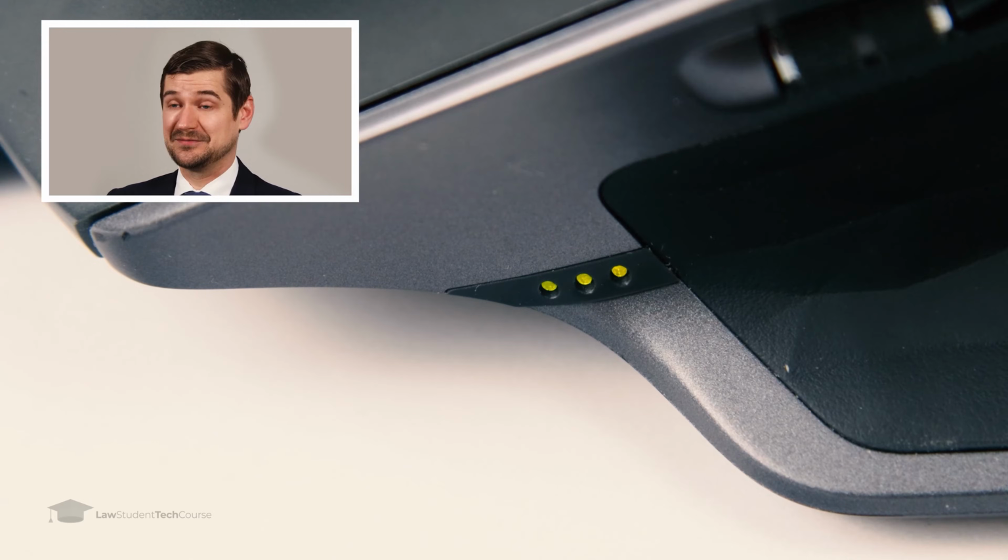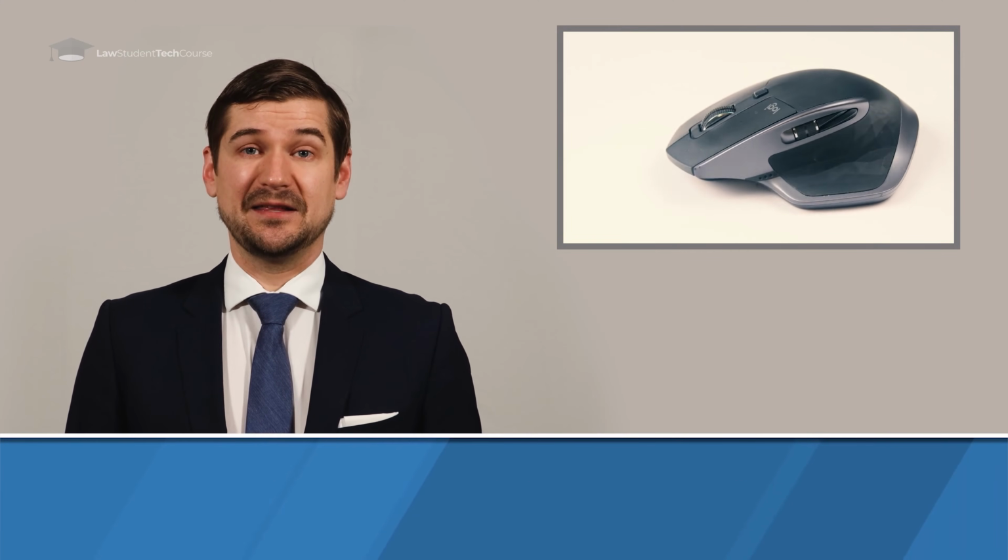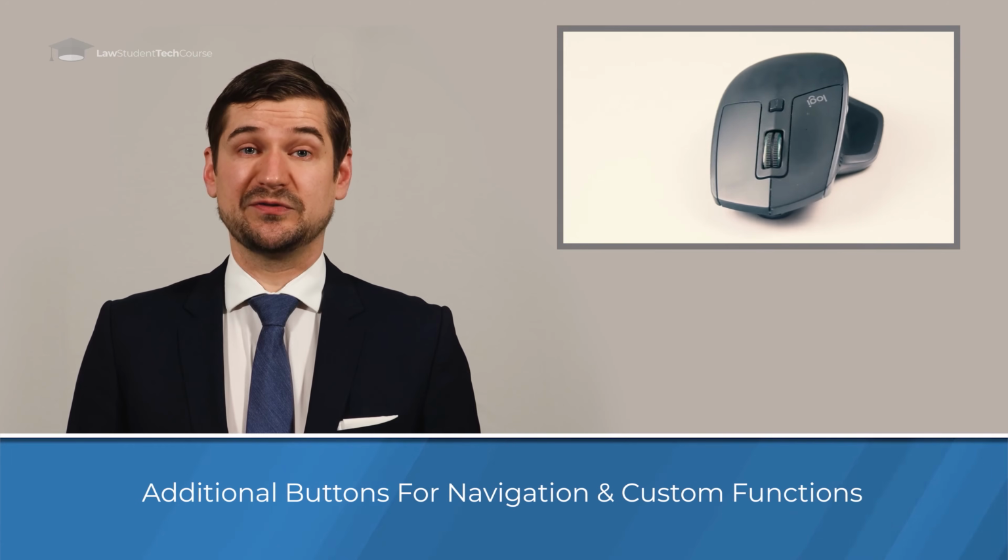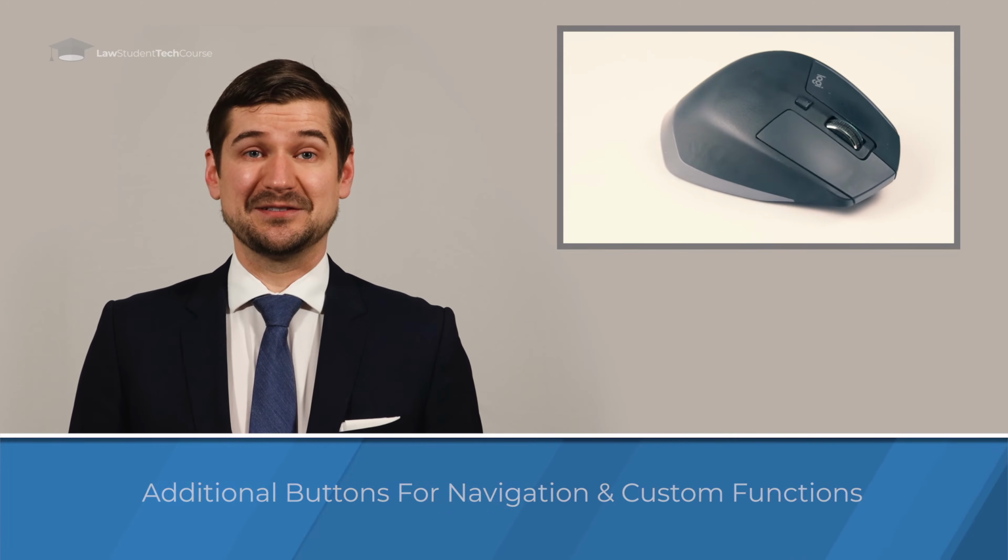In terms of buttons, performance mice generally have more buttons than a traditional mouse, which usually only has two, the left and right click buttons. The additional buttons on a performance mouse are useful for navigating documents and web pages. They can be programmed for different functions, including launching frequently used applications.